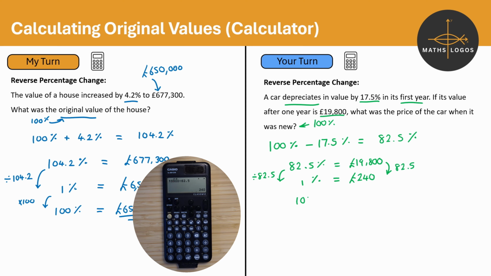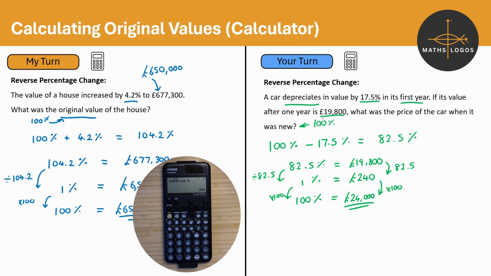So 100% is going to be 100 times larger than 1%. Therefore, it's 100 times larger than £240. So that gives me an answer of £24,000. And that's what you should have got.